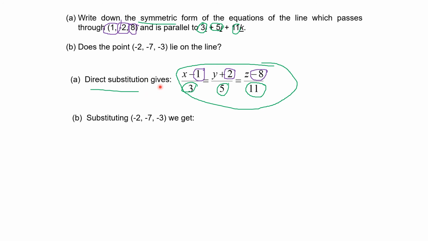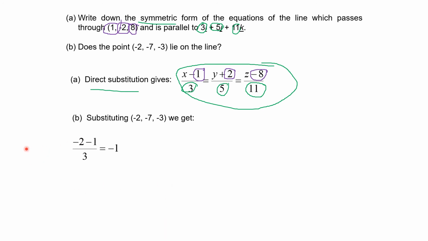So by substituting x, y, and z, you should consistently get the same t value. But this is symmetric form, right? So you should get the same value for x, y, z. In order to prove it, you should get the same value when you substitute your x, y, and z, which is consistent to a t value. Only then can you prove that a particular point lies on the line. So let's see how to do this.